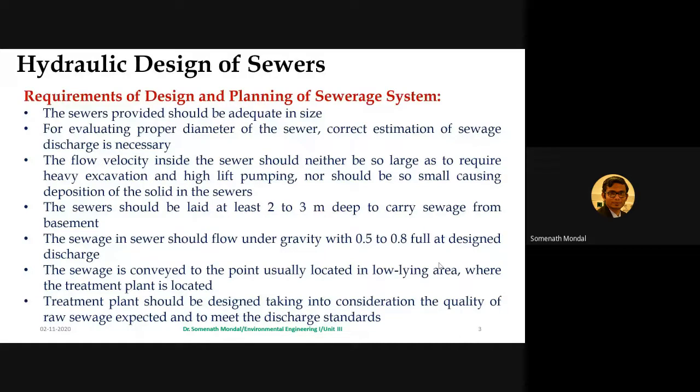And at the same time, if you have a treatment plant, the treatment plant will also be located in some other place. So you have to plan accordingly, so that you can take the natural gradient available and take help of that to convey the sewage from one point to another point wherever it is expected to be sent. And the final point says the treatment plant should be designed taking into consideration the quality of raw sewage expected and to meet the discharge standard.